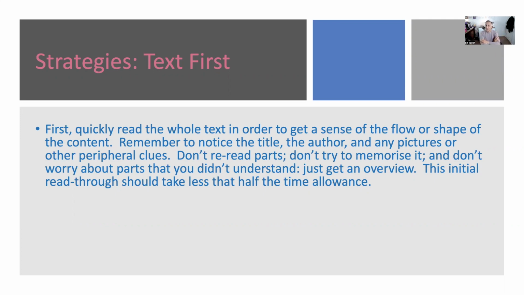So the first read through should be quick, no rereading, no worrying about bits you didn't understand. I don't think it makes sense to underline or circle things either. For the same reason, it doesn't make sense to try to memorize things on the initial read, because you don't know which bits are going to be important or relevant. So it's quick. And if you're slow with the initial read, it's probably because you're going about it wrong.